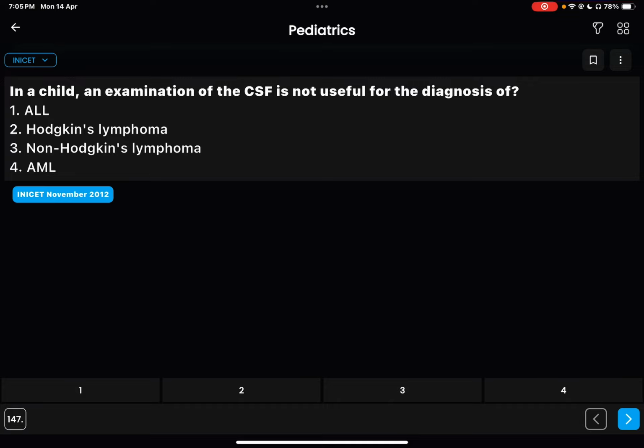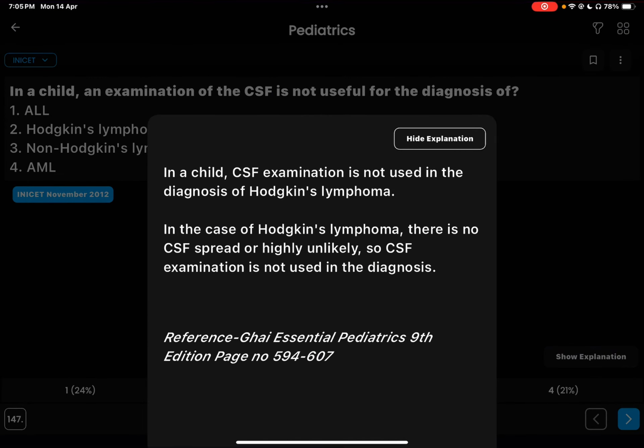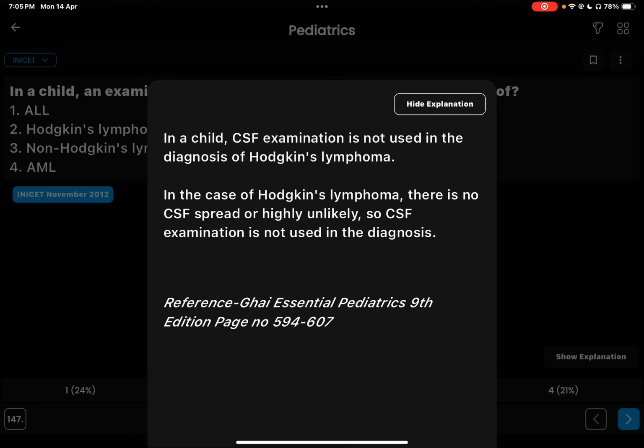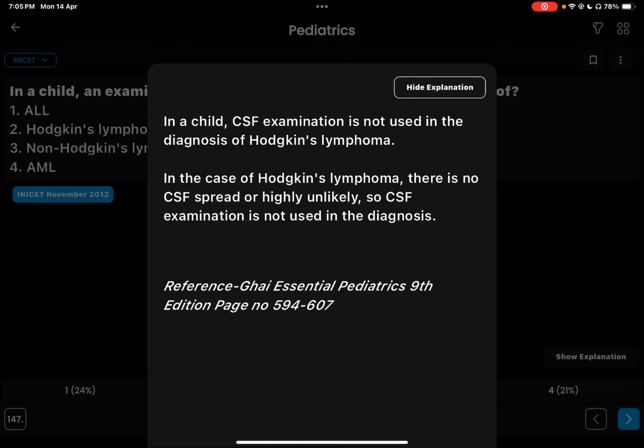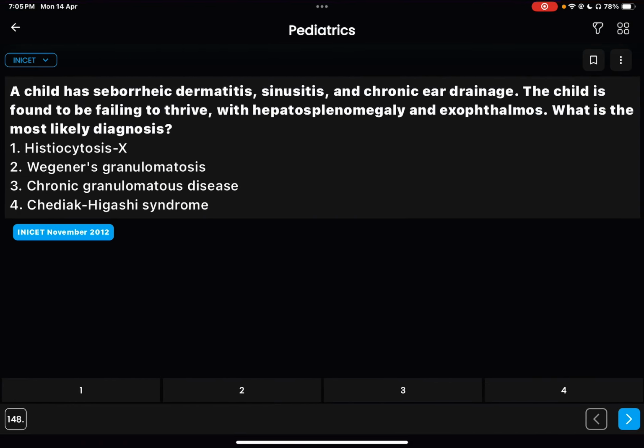In a child, an examination of the CSF is not useful for the diagnosis of Hodgkin's lymphoma. In a child, CSF examination is not used in the diagnosis of Hodgkin's lymphoma. In a case of Hodgkin's lymphoma, there is no CSF spread or it is highly unlikely, so CSF diagnosis is not used. So, in Hodgkin's lymphoma, in a child, you do not do CSF analysis.